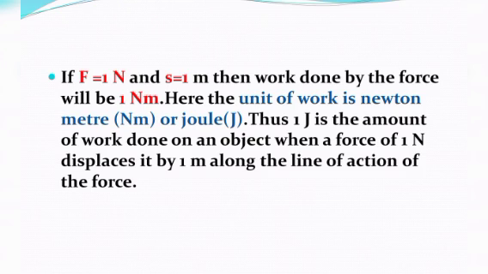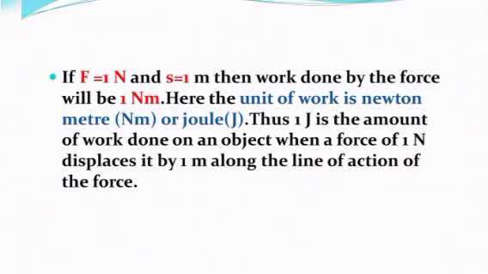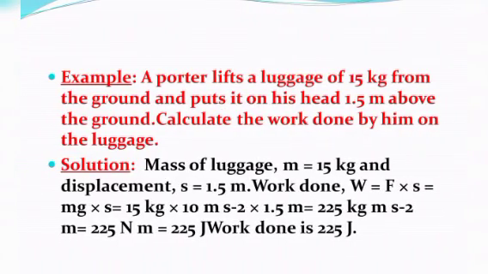To understand this concept, let's solve one example, okay? For example, a porter lifts a luggage of 15 kg from the ground and puts it on his head 1.5 meter above the ground. Calculate the work done by him on the luggage. Here, mass of the luggage m is equal to what? 15 kg. And displacement S is 1.5 meter, right? Yes. The work done is given by what? W = F × S, which is equal to mg × S.